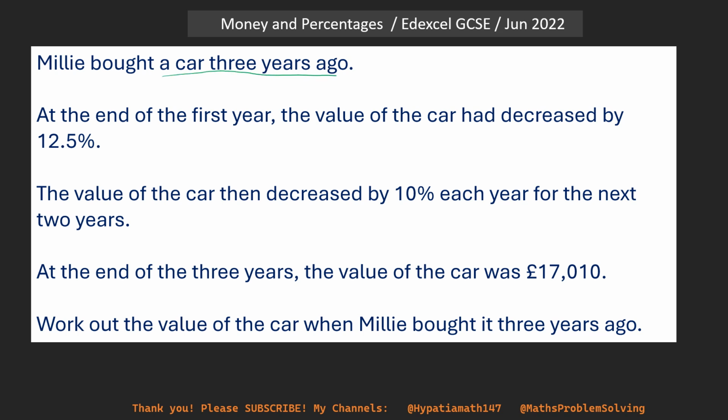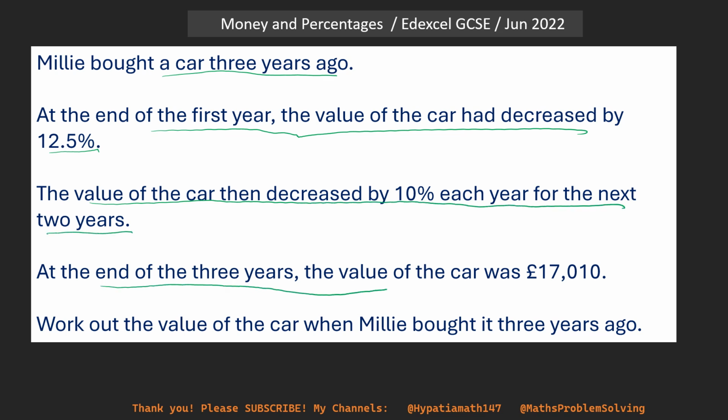Millie bought a car 3 years ago. At the end of the first year, the value of the car had decreased by 12.5%. The value of the car then decreased by 10% each year for the next 2 years. At the end of the 3 years, the value of the car was £17,010. Work out the value of the car when Millie bought it 3 years ago.